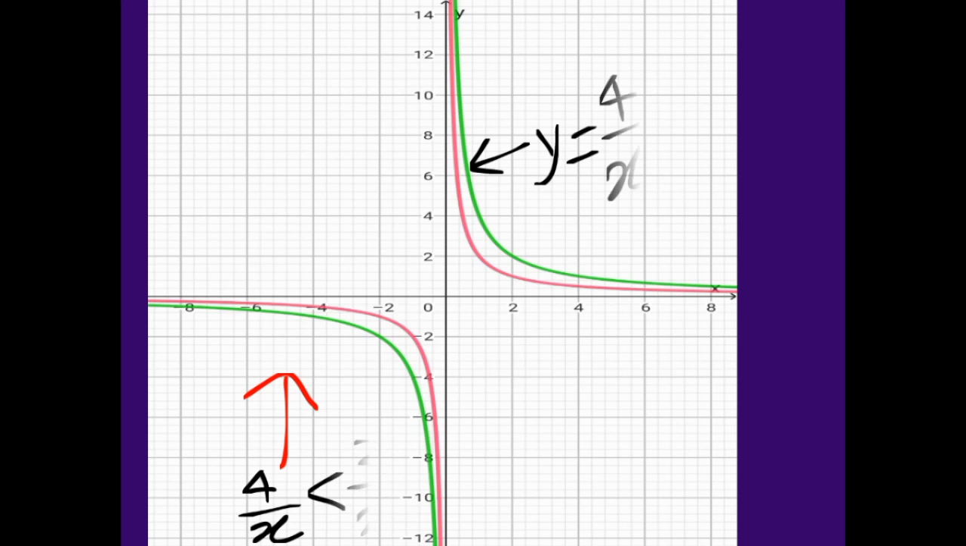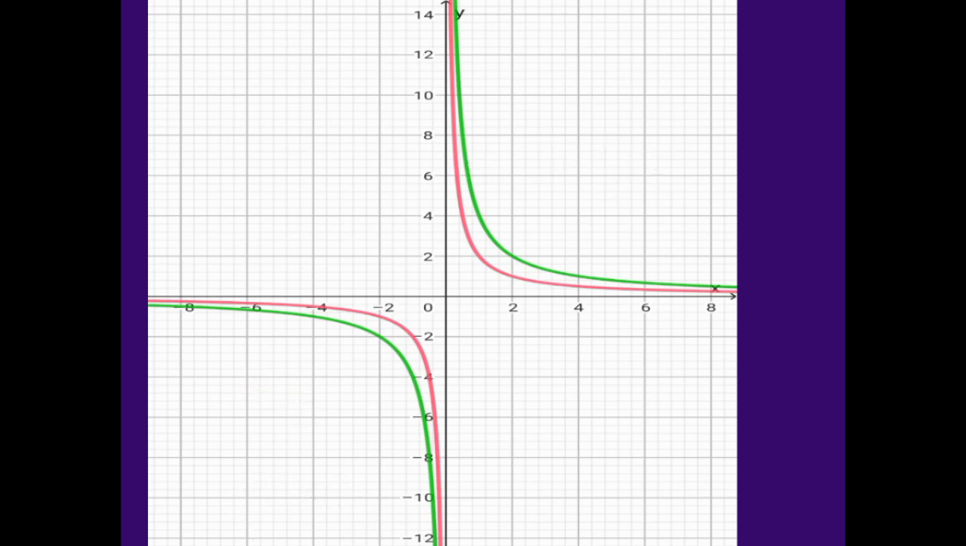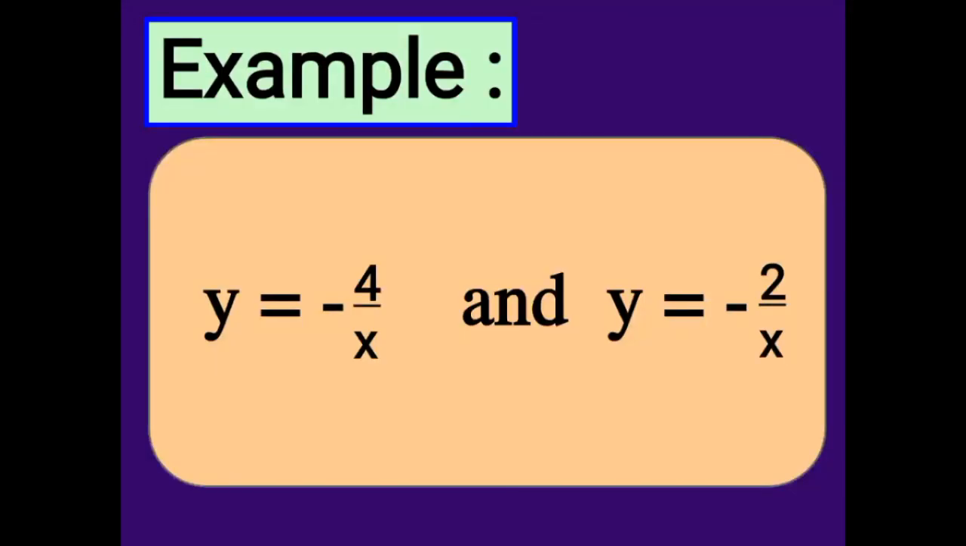So the graph y equals 4 over x would take this shape. As you can see, these are the two graphs of y equals 2 over x and y equals 4 over x, and both of these graphs have asymptotes at x equals 0 and y equals 0.